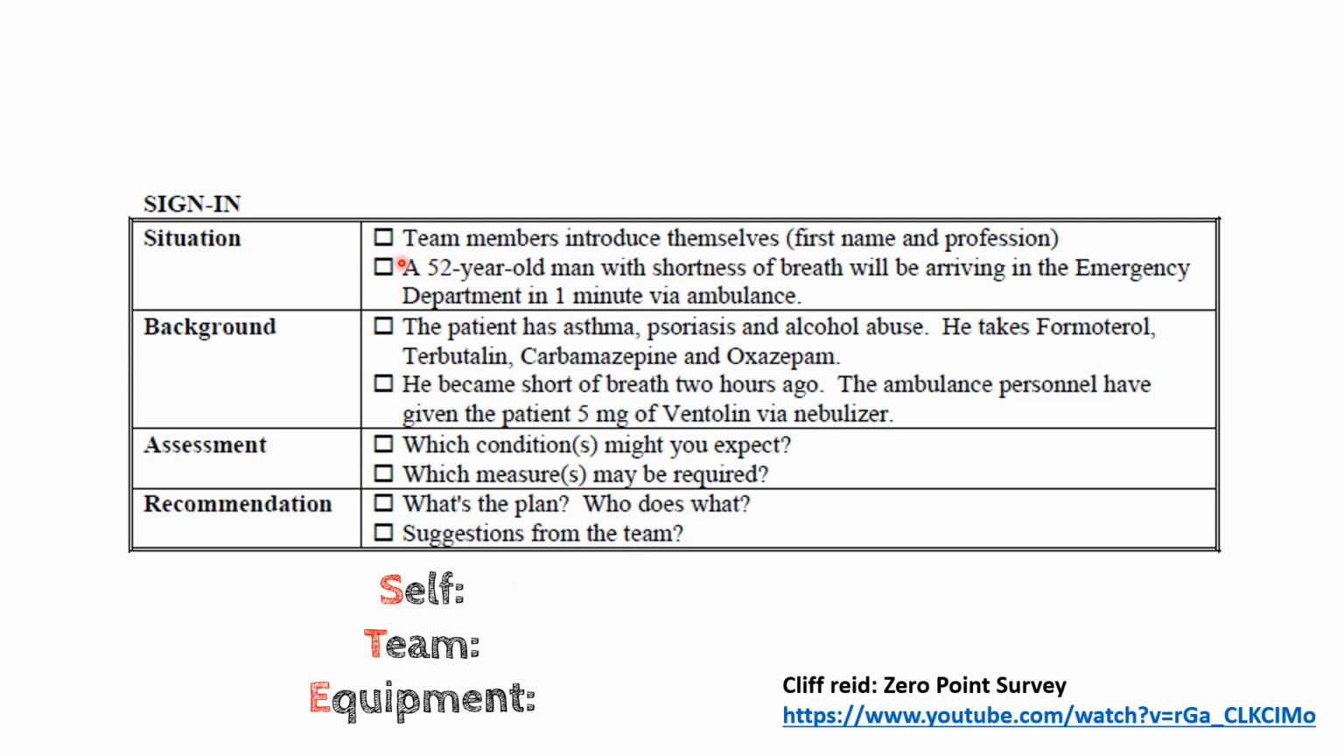So there are different ways of doing this. This handover is done in an SBAR fashion, the SBAR situation. So what kind of team do we have? They all introduce themselves. So, hi, my name is Peter, I'm the team leader, and then the nurse and usually the nurse's assistant will introduce themselves. And then I'll say, okay, I have a 52-year-old man with shortness of breath who will be arriving in 1 minute. He has asthma, psoriasis, and so on, or I'll look it up in the journal or the chart and see what's what.